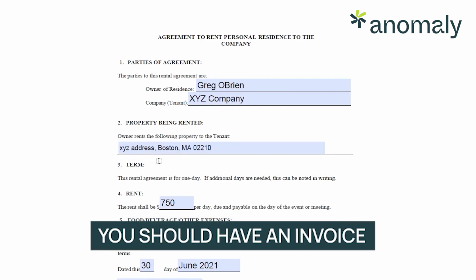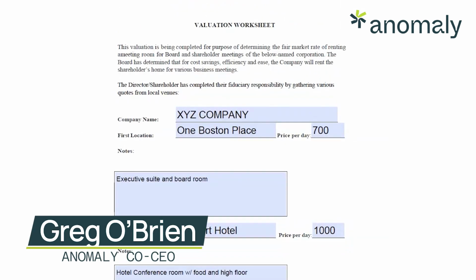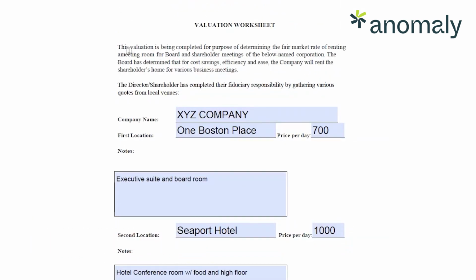Third, there should be an invoice from the individual to the company for the amount. So in this case, Greg would send XYZ company an invoice for $750 payable the day of the event, to be paid in cash or check. Again, another formality that shows the business purpose and the fair market value transaction. So of course, we're here to help answer questions along the way, but this packet will be very important to complete properly and make sure you have a fair market value for the residence.